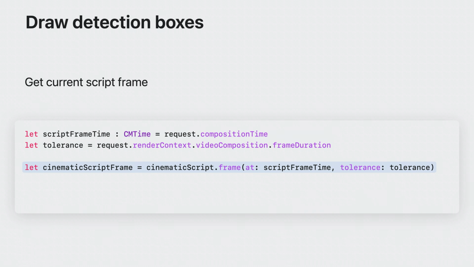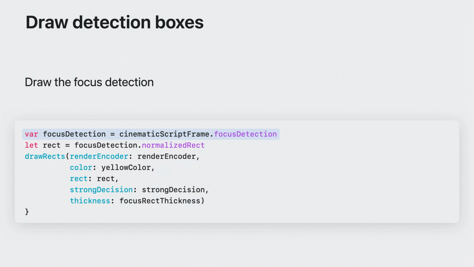By iterating all the detections in a script, I can get each detection rectangle and draw it to a texture attached to a render encoder using a draw command. In this example, the detections are drawn in white. And to emphasize what's currently the focus detection, let's draw that in another color. I get the focus detection directly from the cinematic script frame, get its corresponding rectangle, and to make it stand out, I draw the focus rectangle in yellow.